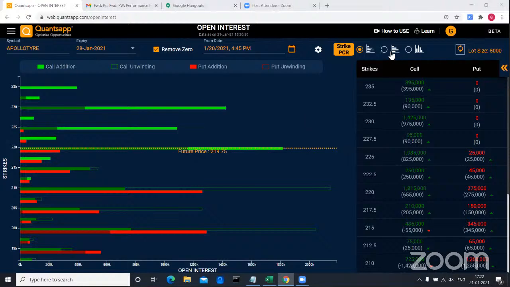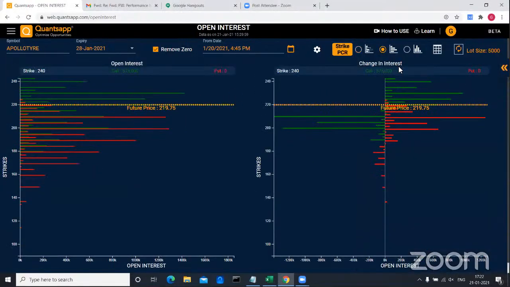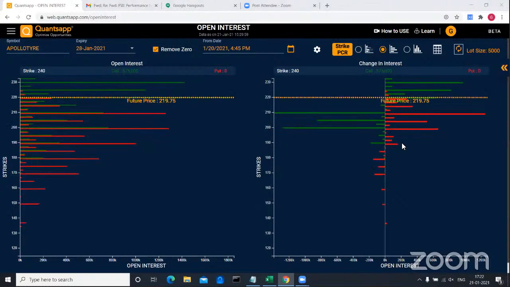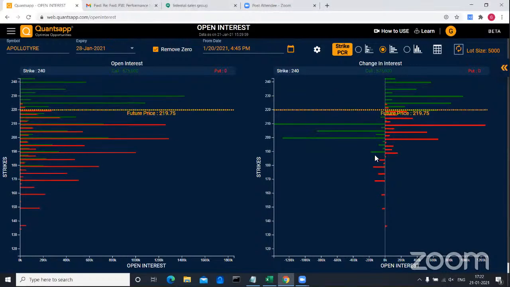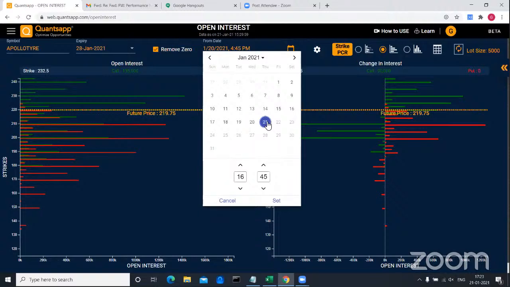Then you can also see whether put writers are coming. So you can see the change in open interest. Looking into the data tells you whether there's an increase in the put or increase in the call, or unwinding in the call or unwinding in the put. So the left side is telling you the unwinding and this is telling you the increase. You can say from a particular date, if I say 21st.